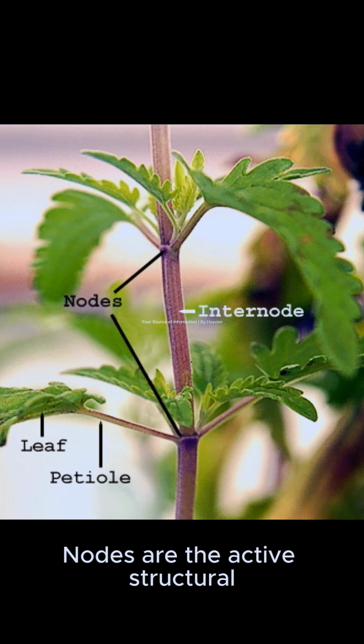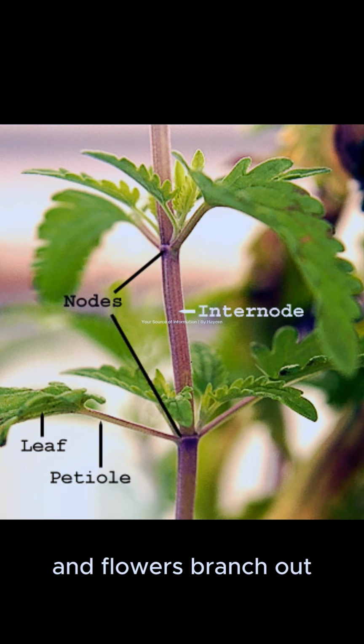Nodes and internodes. Nodes are the active structural points where leaves, buds, and flowers branch out. Internodes are the blank spaces of stem stretching between those nodes.